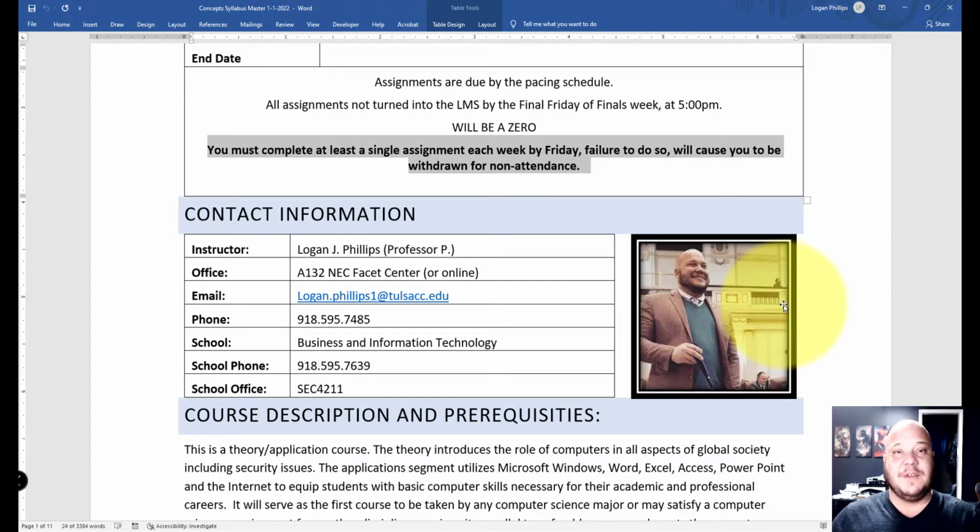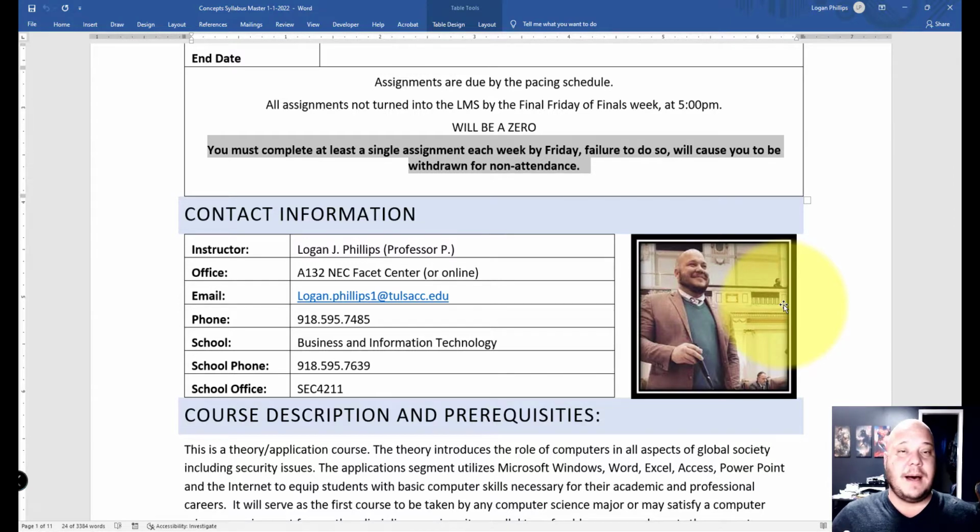Friday of the second week, if you have not completed an assignment from the first Friday to the second Friday, you will be dropped from the class. So within the first week, you have 5 days to complete the first assignment, then you have 7 days to make sure you complete another assignment. But throughout the entire term of the semester, you must complete at least a single assignment each week to remain inside the classroom. We will not allow you to stay in the class if you have not logged in, spoken with me, and completed a single assignment.